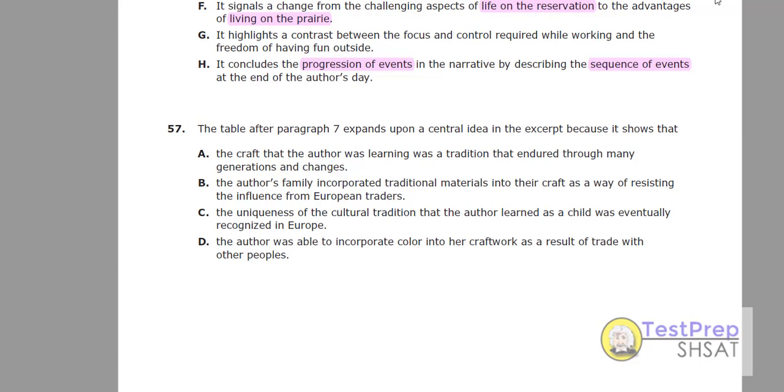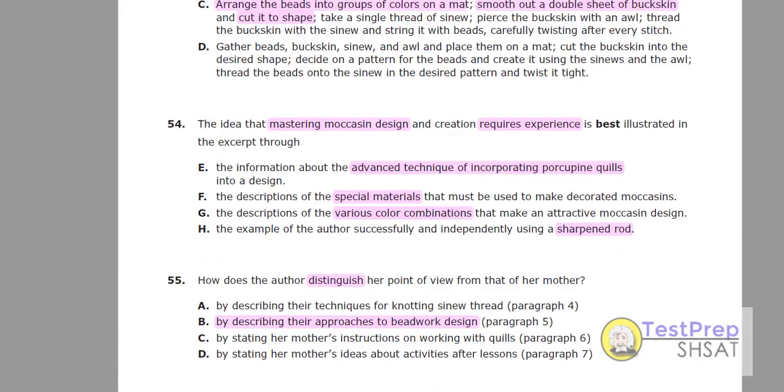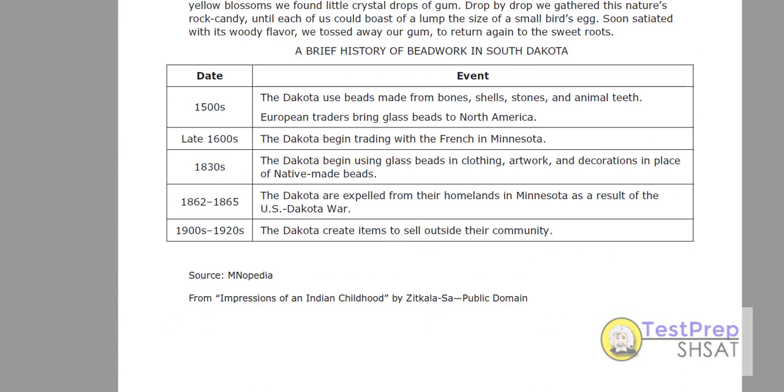57. The table after paragraph 7 expands upon a central idea in the excerpt because it shows that, all right, I love tables and diagrams. They're so much fun. Let's go back and take a look. So what is this table about? What's the main idea? A brief history of beadwork in South Dakota.